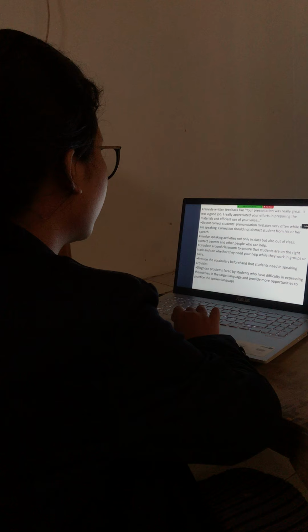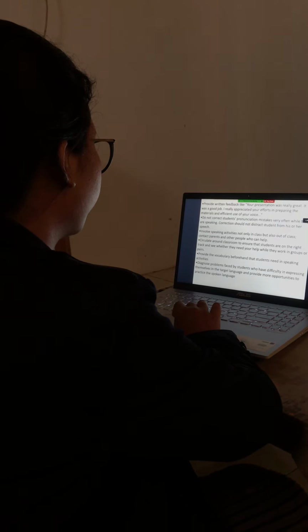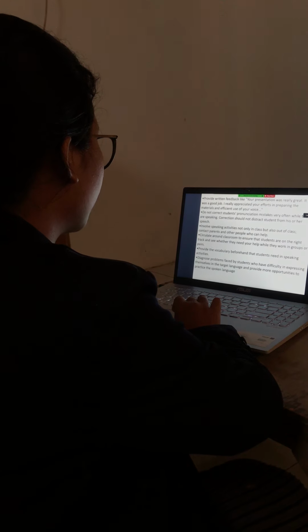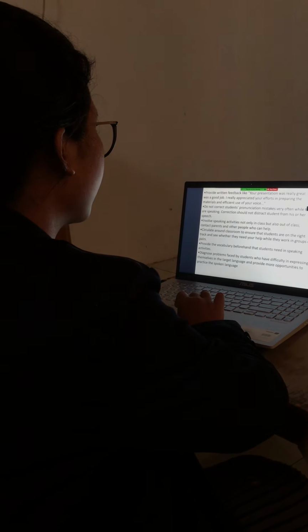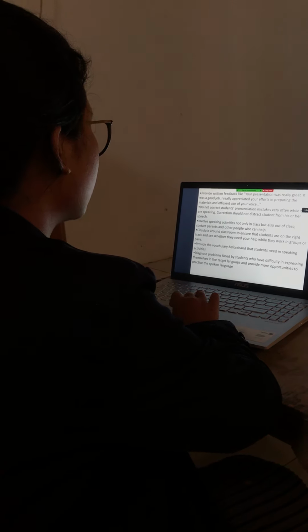Next, provide the vocabulary beforehand that students need in speaking activities. And then the last, diagnose problems faced by students who have difficulty in expressing themselves in the target language and provide more opportunities to practice the spoken language.